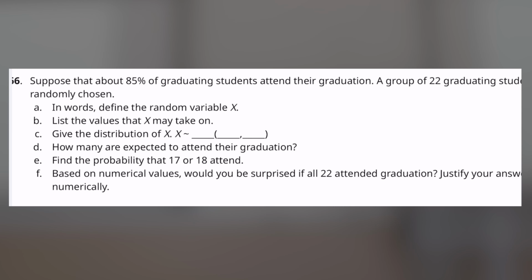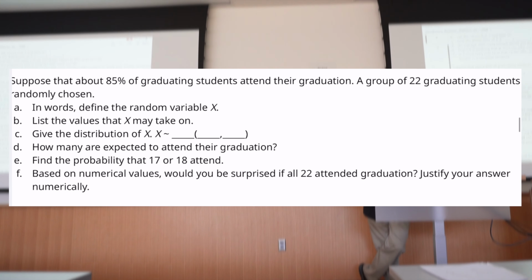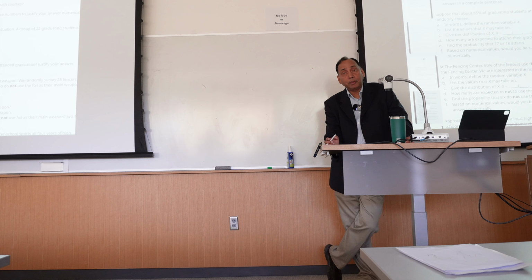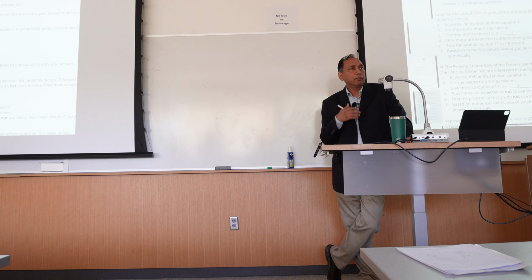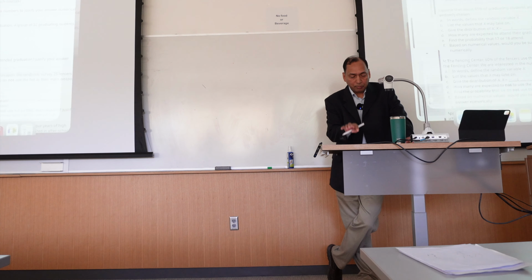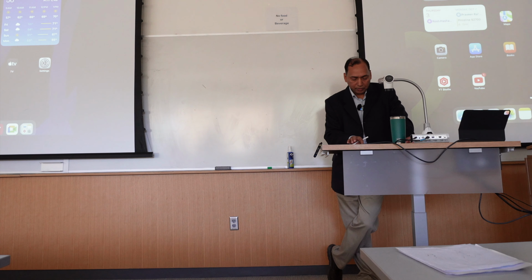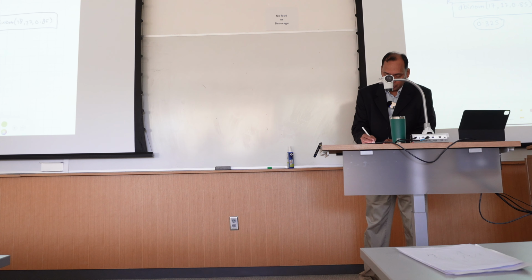Would you be surprised if all 22 attend graduation? Justify your answer numerically. So we did some calculation, but if everybody shows up, will it be a surprise? Which means, is that probability very low? Then only there is a surprise, like something rare that will happen. So first we figure out what is the probability and check whether it is low or not. And then we can say whether we'll be surprised or not.